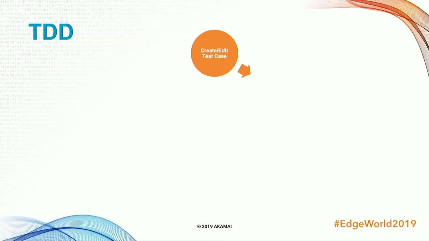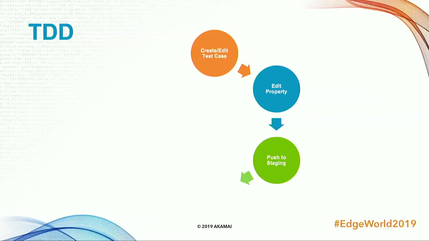So usually the process of making changes using test-driven deployment looks like this. You create a test. For example, you want to change something. Before making the actual change, you create a test. If tests already exist, you need to make sure that they are going to cover your case. If they don't, you need to make changes to the test. Then you make whatever changes you wanted to, so you change your actual property. Then you push it to the staging network.